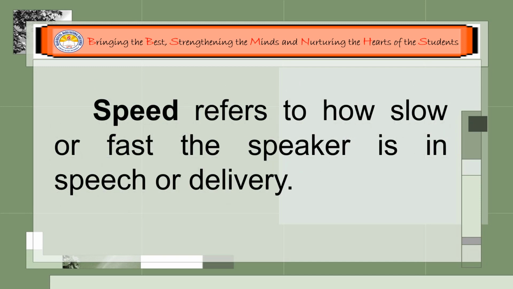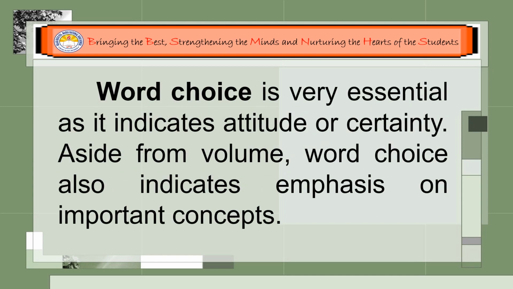Another criterion is what we call speed. It refers to how slow or fast the speaker is in speech or delivery. We also have the word choice. Word choice is very essential as it indicates attitude or certainty. Aside from volume, word choice also indicates emphasis on important concepts.